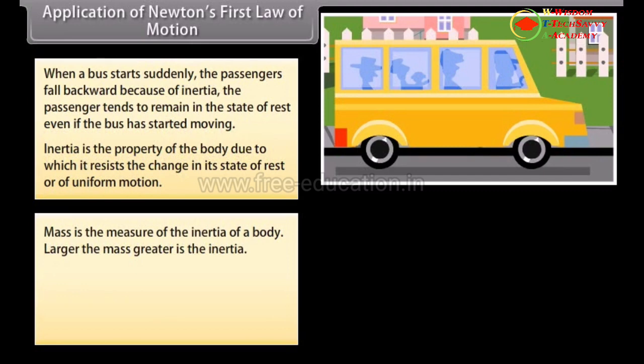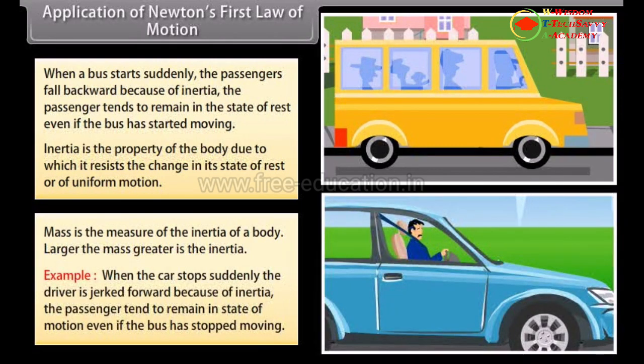Mass is the measure of the inertia of a body. Larger the mass, greater is the inertia. Example: when the car stops suddenly, the driver is jerked forward because of inertia. The passenger tends to remain in the state of motion even if the bus has stopped moving.